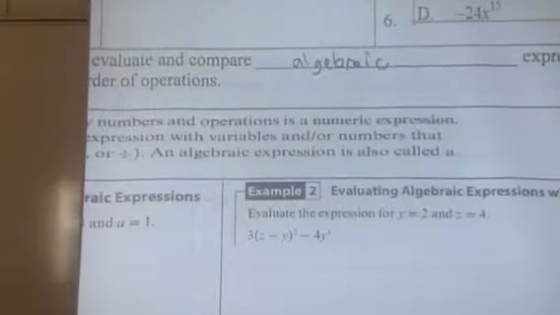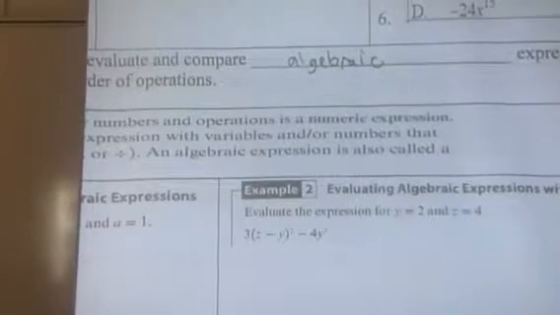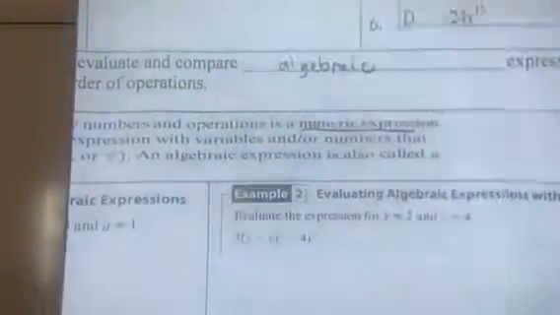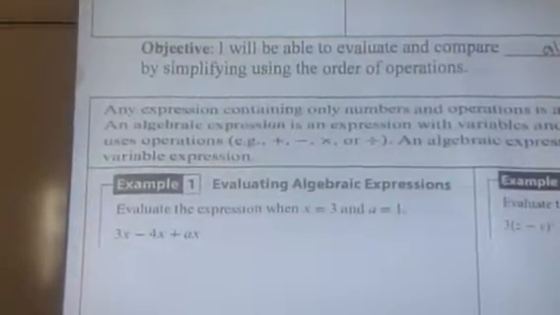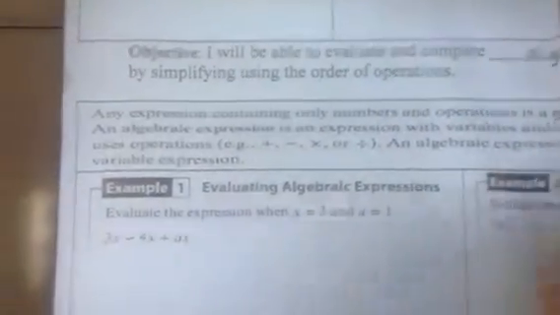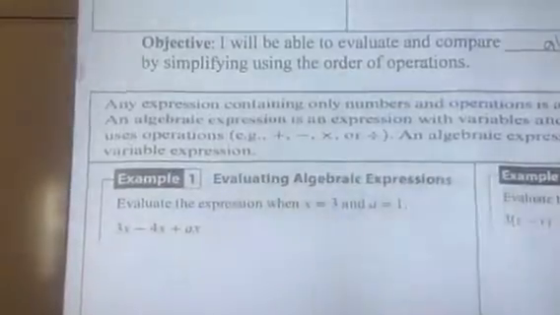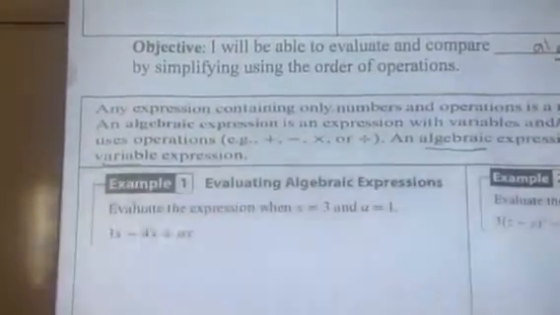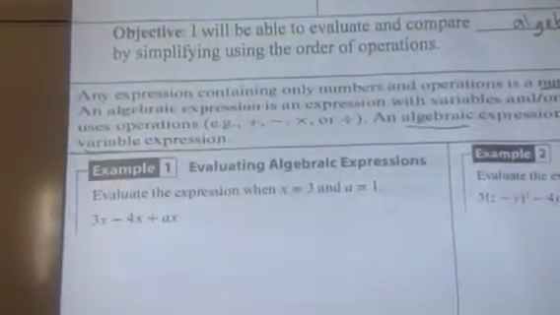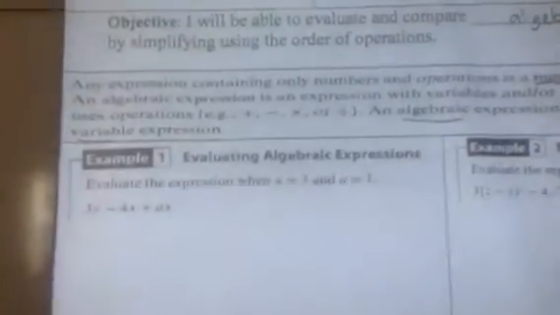We're introducing one simple new concept, which is this. Any expression containing only numbers and operations is a numeric expression. So if it only has numbers in it, it's a numeric expression. An algebraic expression is an expression with variables and/or numbers that uses operations. An algebraic expression is also called a variable expression. So you'll hear either algebraic or variable expression. That basically means that it has variables in it.